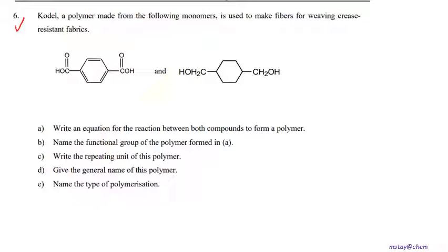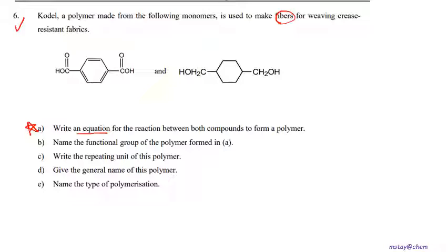Okay, last question in this video, question number 6. Cordial, a polymer made from the following monomers and then used to make fiber for weaving crease-resistant fabric. Write an equation for the reaction between both compounds above. So we skip question A first. Let's continue with question B, because B, C, D, E give us straightforward or short answers.